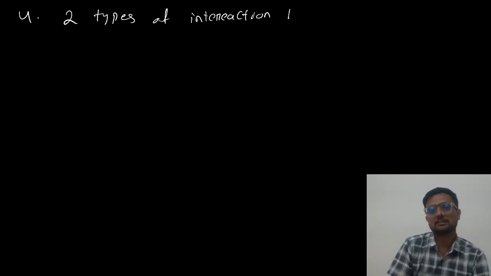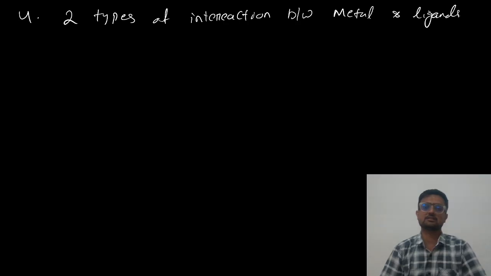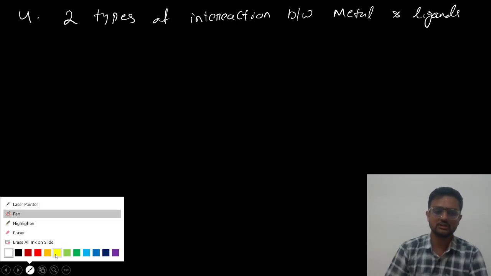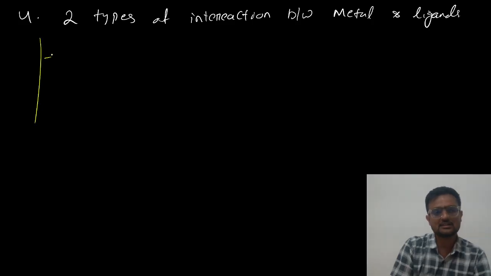There are two types of interaction between metal and ligands. What are those two types of interaction? So the very first type of interaction is called force of attraction.